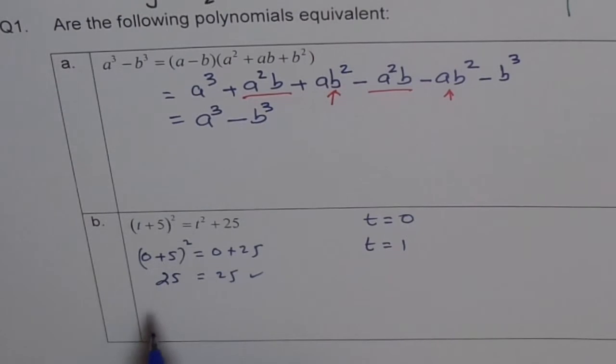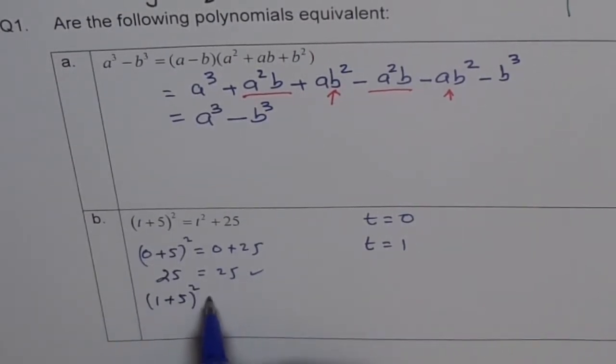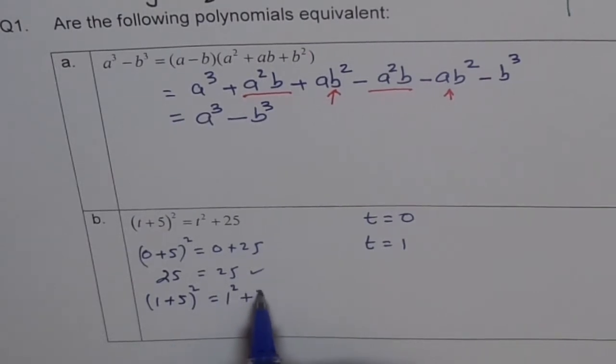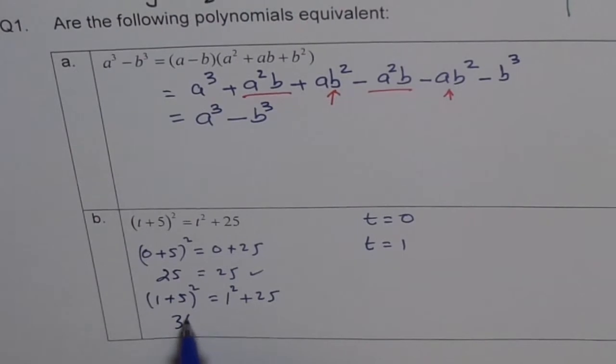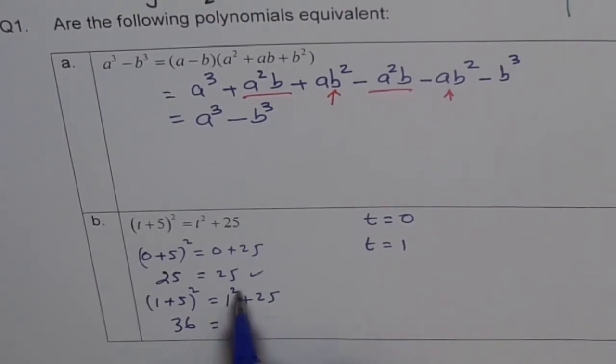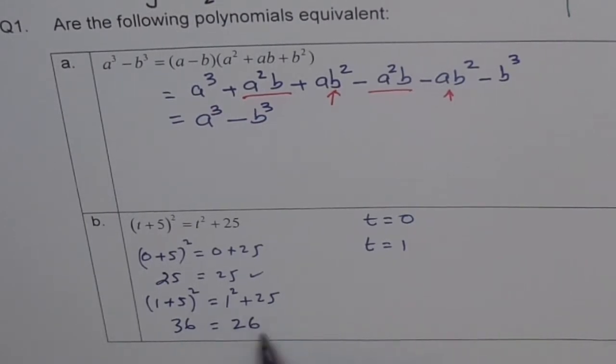In that case, for t equals 1, I get 1 plus 5 whole square equals 1 square plus 25. Now 1 plus 5 is 6, and 6 square is 36. Here 1 square is 1, and 1 plus 25 is 26. So we say these are not equivalent. To show that two polynomials are not equivalent, it is enough to prove that they are not the same for one point. Then also you can say they are not equivalent.